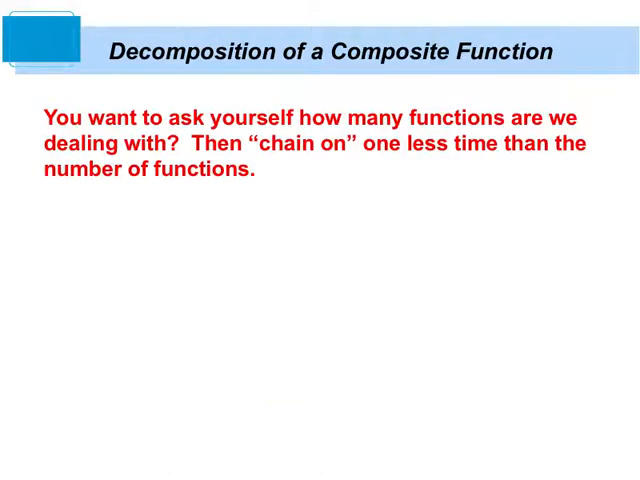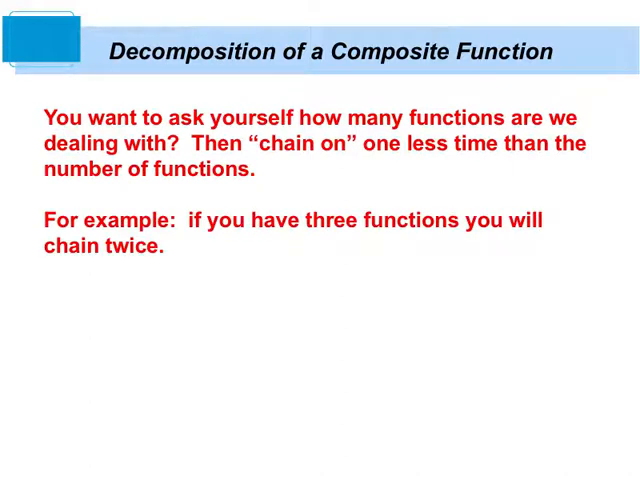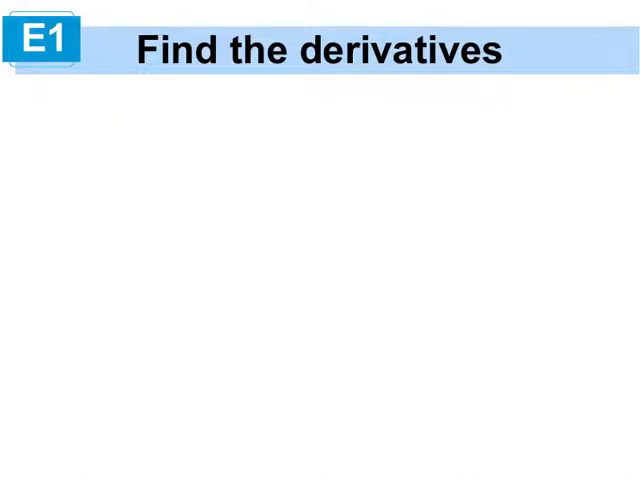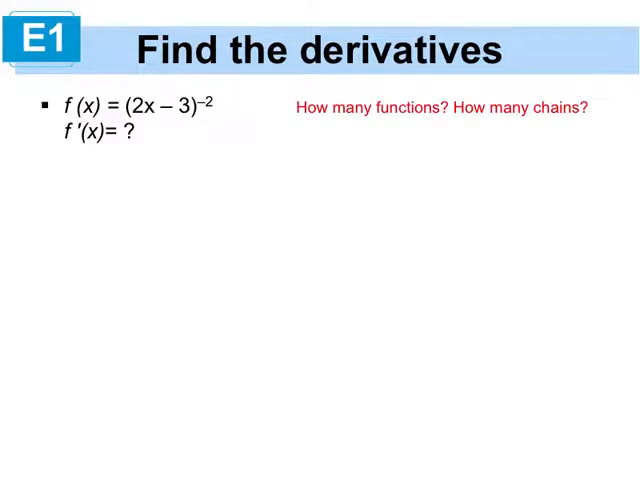This is most important. As you look at these composite functions, you want to ask yourself a simple question: how many functions am I dealing with? And then you're going to chain on one less than the number of functions. Fairly simple, yes? If I have 3 functions, how many chains? 2. 2 functions, how many chains? 1, etc. That's what's going to rein you in. Otherwise you just keep chaining like a mad person and it starts the downhill slide. Okay, so we'll start with this one.